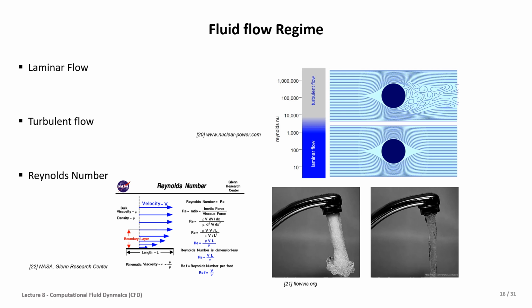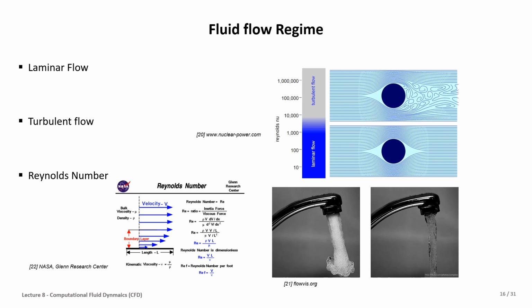To categorize this flow regime, there is a non-dimensional parameter called the Reynolds number, which is defined as the ratio of inertial force to viscous force. This means in turbulent flow, the inertial force will be dominant in the flow. And when the power of the inertia is reduced, then we have laminar flow.